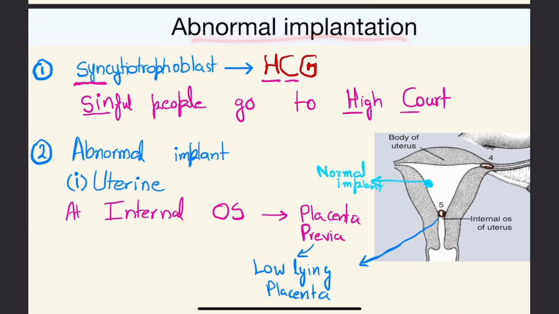Next is abnormal implantation. So we have syncytiotrophoblast, the outer trophoblastic layer, secreting HCG. So sinful people go to High Court, HC.